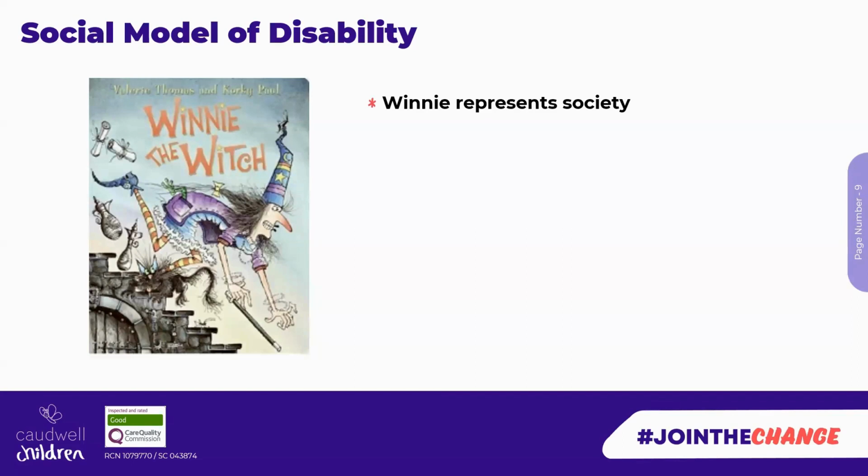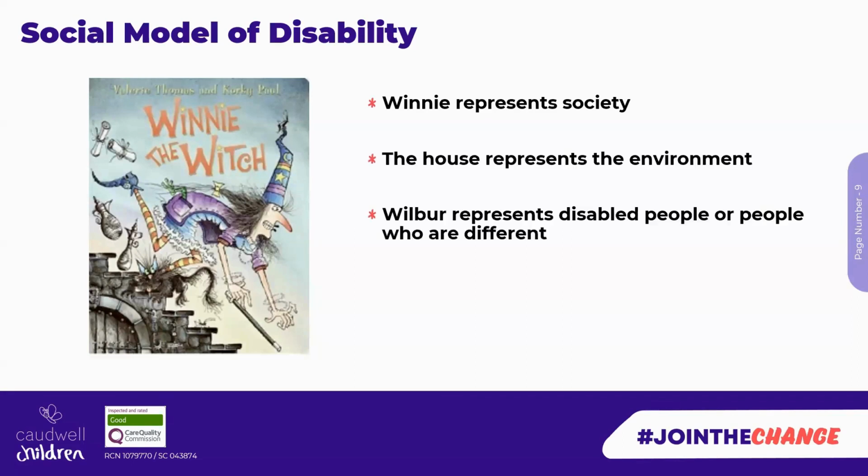So Winnie represents the society, so she's the witch. The house represents the environment. Wilbur, her cat, represents disabled people or people who are different, and the birds represent other people's attitudes. So the story, in a nutshell, is Wilbur, her cat, has black fur and green eyes. So Winnie finds Wilbur a problem because she can't see his black fur because her house is all black. So when he has a nap, she can't see him at all. She can only see his green eyes, so he gets in the way. So that's showing that society treats disabled people as the problem.